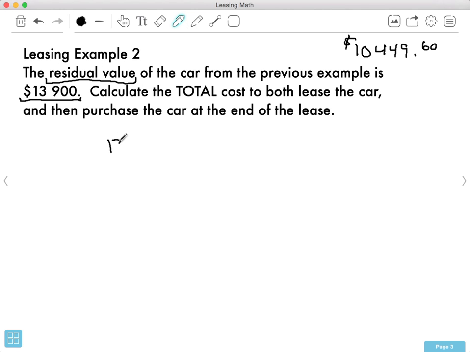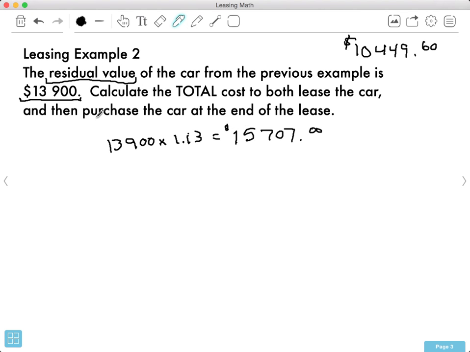So I'm going to take the residual value, and it doesn't say it in the question, but the residual value is subject to taxes, both PST and GST. So I'm going to multiply that by 1.13. So 13,900 times 1.13 is $15,707 even. That's what it would cost you to purchase the car at the end of the lease.